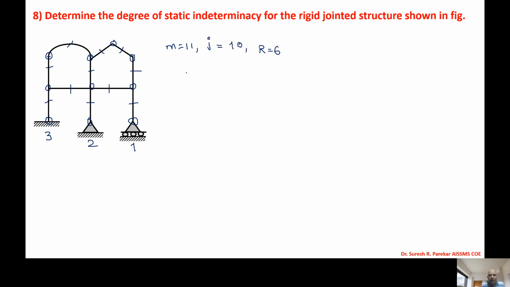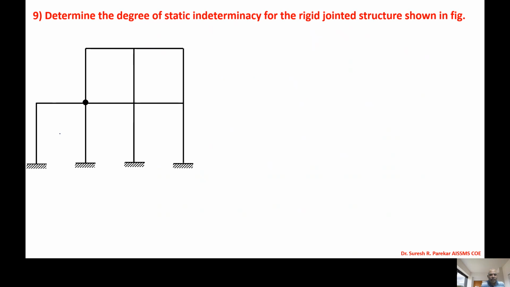And then we can have DS equal to 3m plus r minus 3j. So 3 into 11 plus 6 minus 3 into 10. So we will have 9 here. So DS value we have 9. And then we have the last problem. So in this we have 1, 2, 3, 4, 5, 6, 7, 8, 9, 10, 11, 12. So we have m equal to 12.